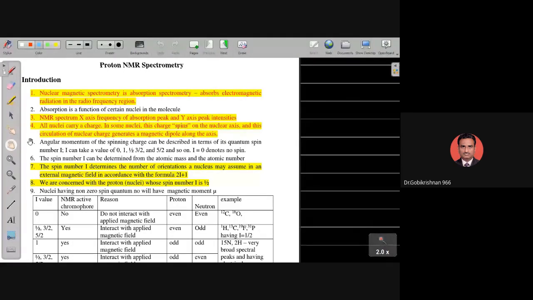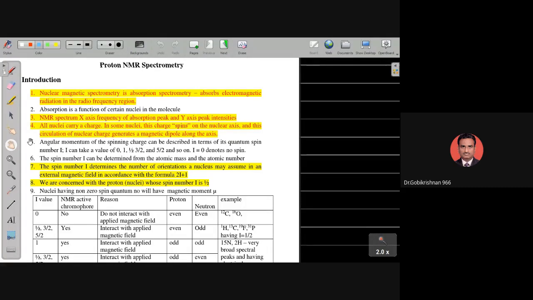This circulation of nuclear charge generates a magnetic dipole along the axis. What do you mean by magnetic dipole? Magnetic dipole means south and north poles will be created. Angular momentum of the spinning charge can be described in terms of a spin quantum number I. The spin quantum number can take a value 0, 1, 1/2, 3/2, 5/2, and so on. Then the spin quantum number determines the number of orientations that we have seen.